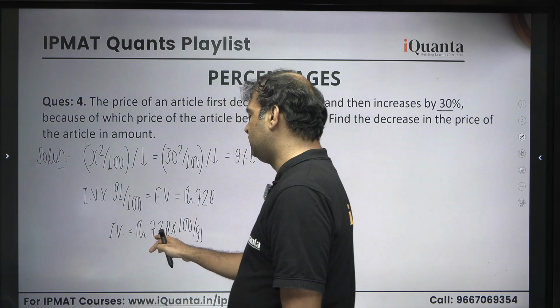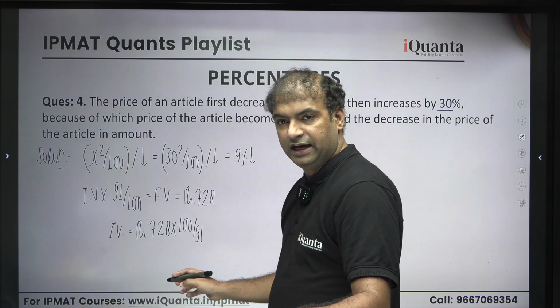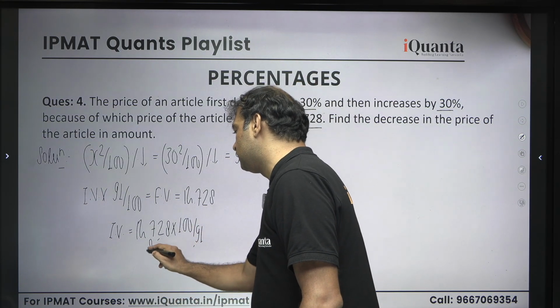Okay, now 91 is a factor of 728. 728 by 91 is actually 8. So 8 into 100 will give us 800, right guys?